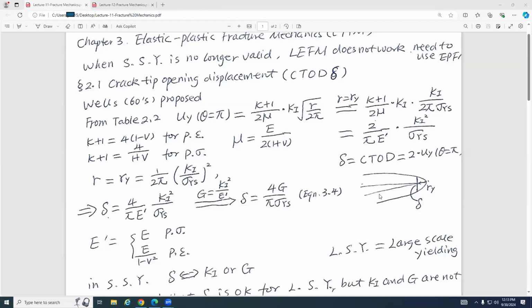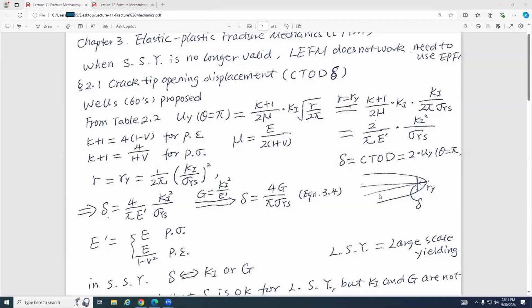and the square root of r. R is the distance from the point of interest to the crack tip, divided by pi. So here R equals Ry, and you can just plug in. Ry, we have talked about already, is closely related to your yield strength. So you just plug in and you will have this equation, 2 divided by E prime, where E prime is the effective Young's modulus, times Ki squared over sigma ys.